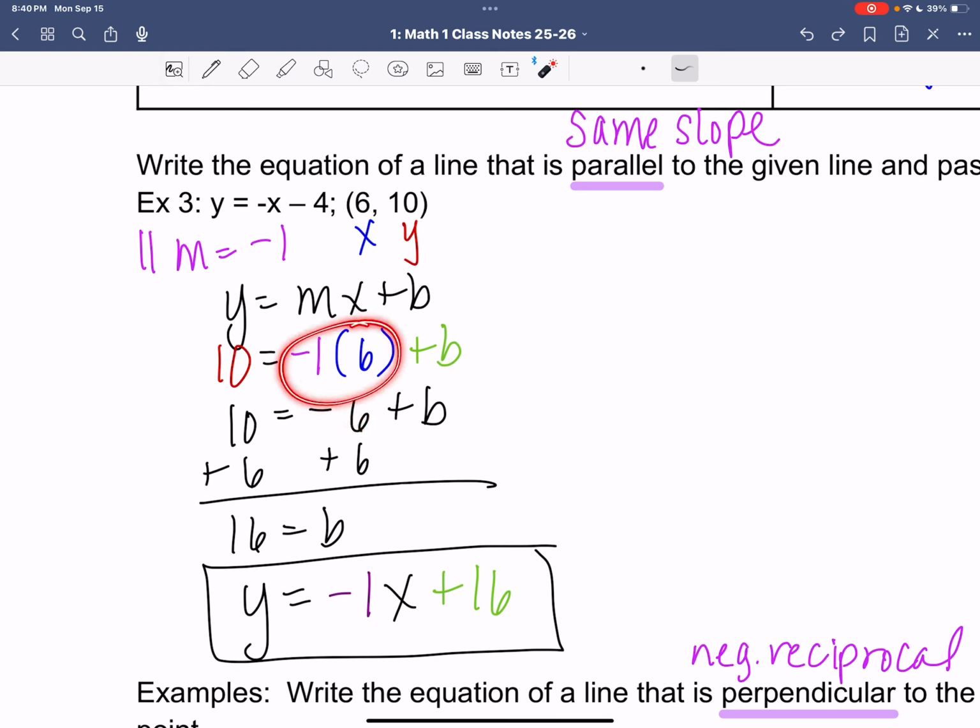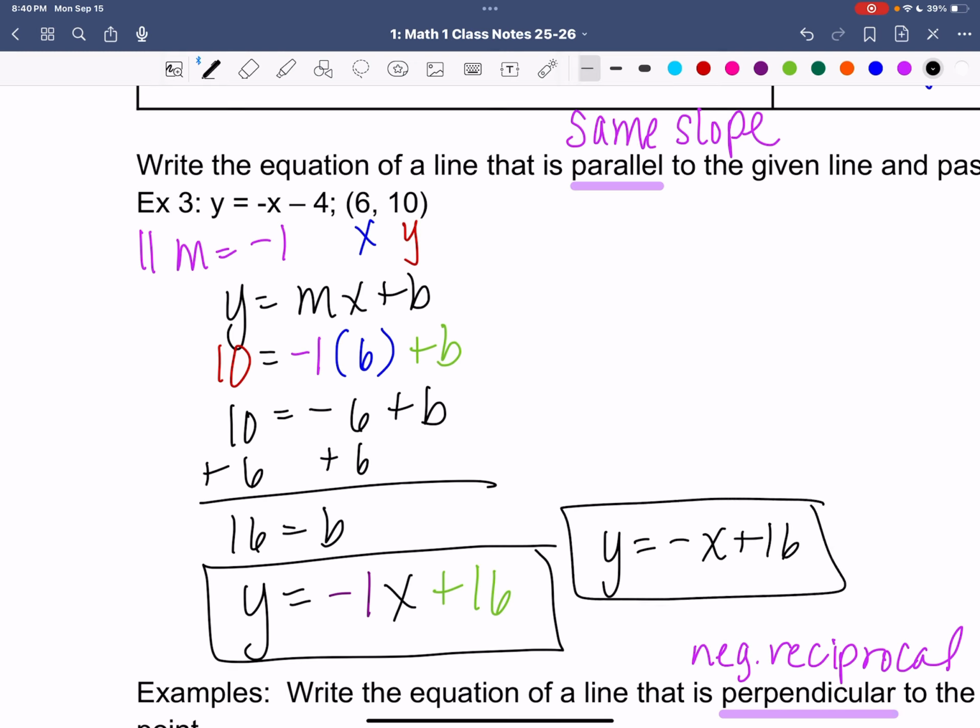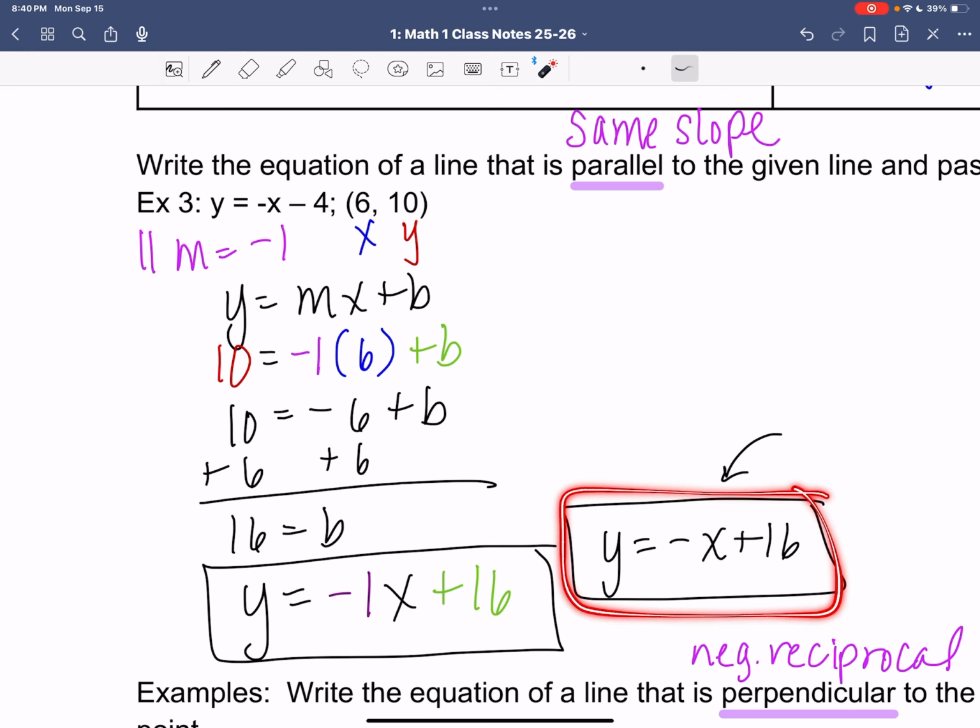So I've got -6 here. So now I've got to move this guy over here to get b by itself. That cancels out. I'm left with b equals 16. So now remember to use your new slope and then use your y-intercept and then put it all together. You will also see this written as y equals -x plus 16. Both are correct. This is probably the form you're going to see on test, but you should know your slope is -1. But this is probably the format you'll use.